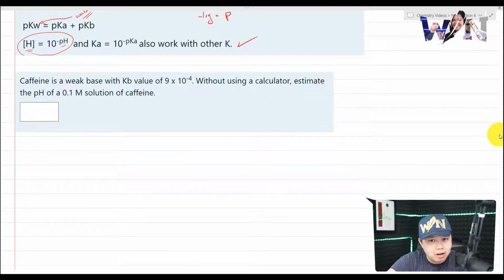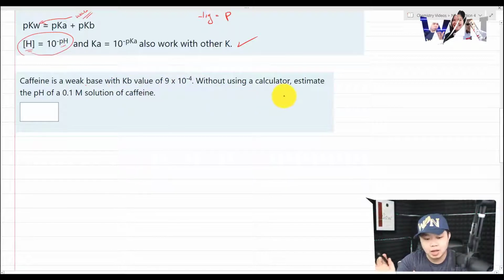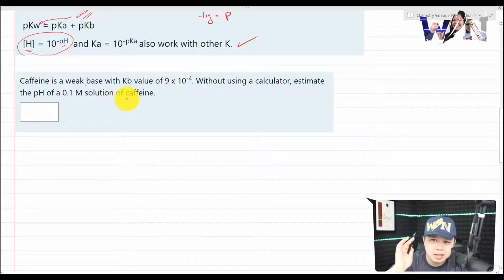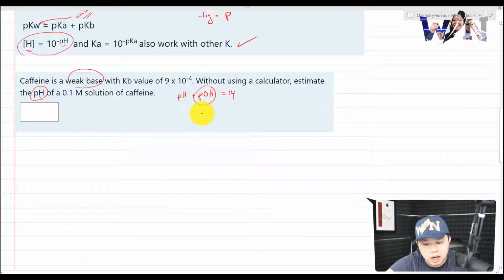We are going to tackle the hardest problem first. Let's look at one of the most challenging problems out there. Caffeine is a weak base with a Kb of these values. Without using a calculator, estimate the pH of a 0.1 molarity solution of caffeine. Why is this so tricky? Well, first of all, it gives us a weak base, but it's asking for pH. So you cannot do that directly. We have to use pH plus pOH equals 14. So you have to find the pOH first in order to solve for pH.